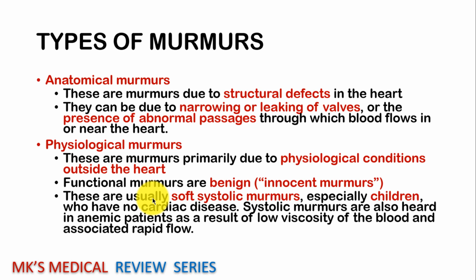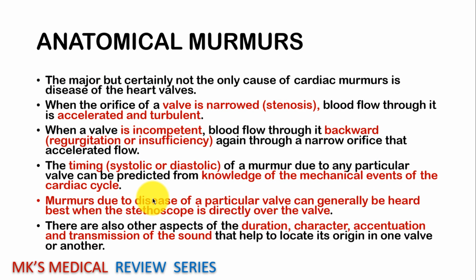Then, of course, the physiological murmurs are heard primarily due to physiological conditions outside the heart, so there is no underlying structural defect. These physiological murmurs are often benign, so they are innocent murmurs. They are usually soft systolic murmurs, especially in children who have no cardiac disease. And you may also get a systolic murmur in anemic patients as a result of the low viscosity of the blood, which is associated with rapid flow. So there is no anatomical damage to the heart.